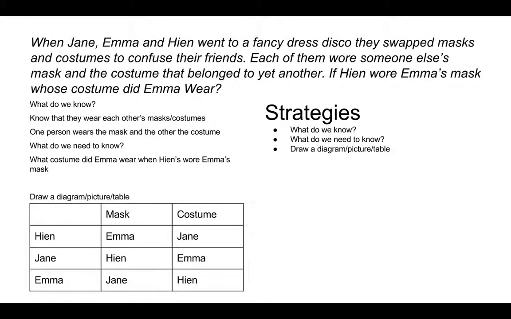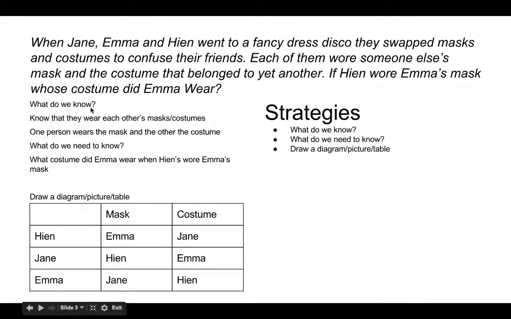If we take the next question here, we're going to use the same three strategies again. What do we know? What do we need to know? Draw a diagram, picture, a table. When Jane, Emma and Hein went to a fancy dress disco, they swapped masks and costumes to confuse their friends. Each of them wore someone else's mask in the costume that belonged to yet another. If Hein wore Emma's mask, whose costume did Emma wear?